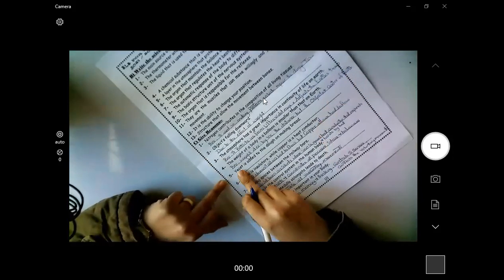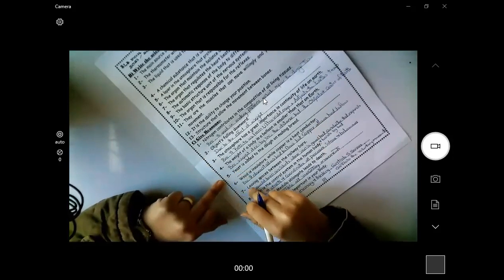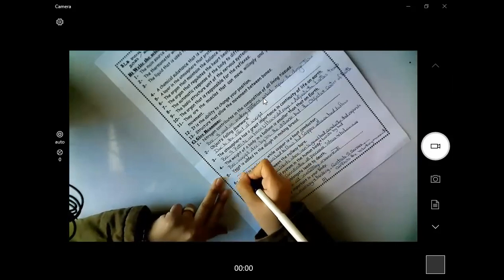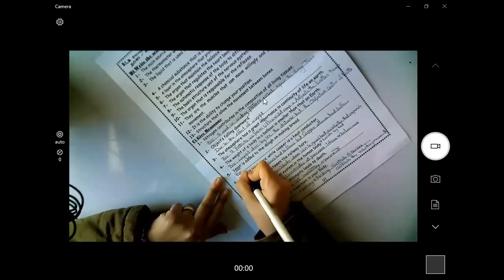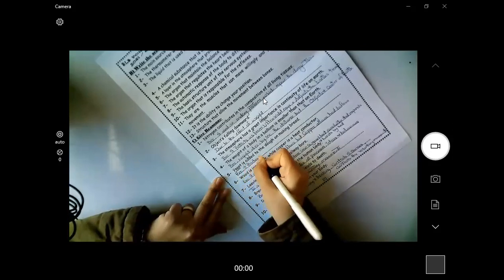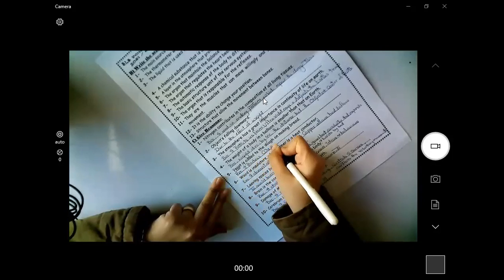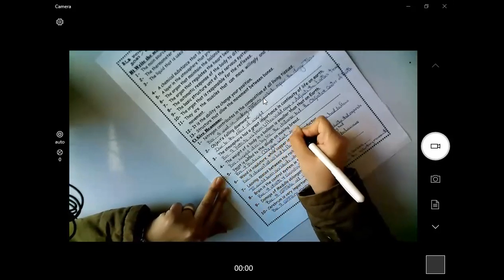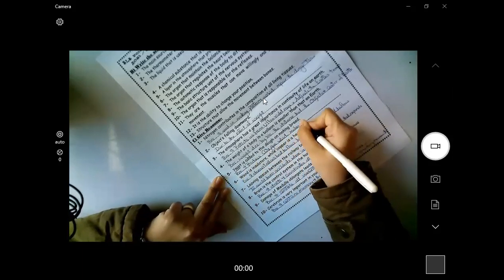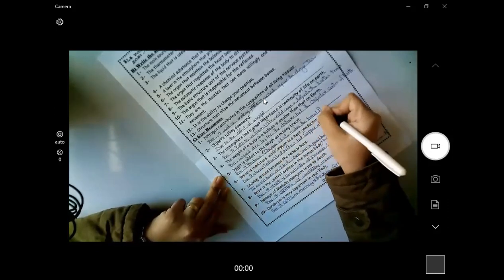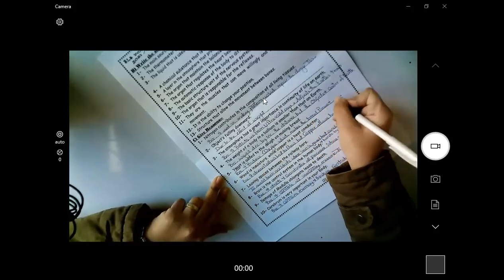Okay, question number 5. Yeast is added to dough in making bread. Because the yeast produces carbon dioxide gas, CO2 gas, which makes the bread porous and tasty.